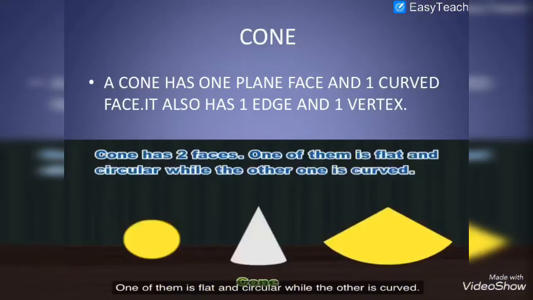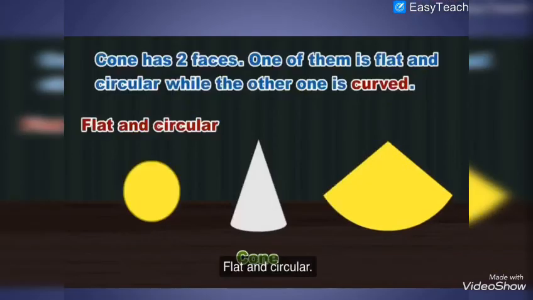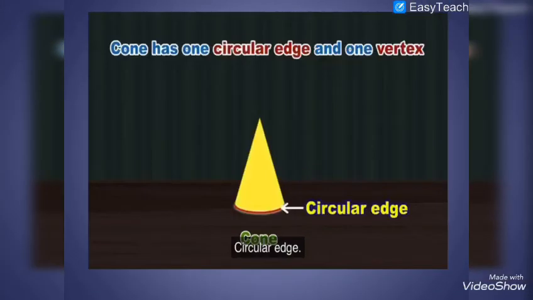Now cone. A cone has one plane face and one curved face. It also has one edge and one vertex. So cone has two faces. One of them is flat and circular, while the other one is curved. Cone has one circular edge and one vertex.